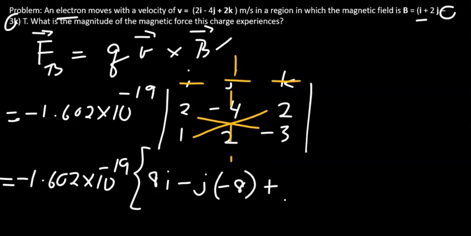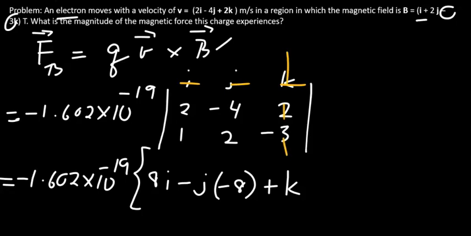And finally, the k component. So we cross out the k in two directions. So this is 4, 4 minus 4. And that's going to give you 8. We note that this minus will kill that minus, and that's going to give you a positive 8j.